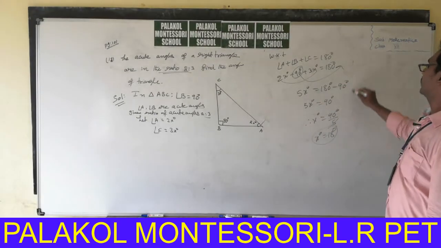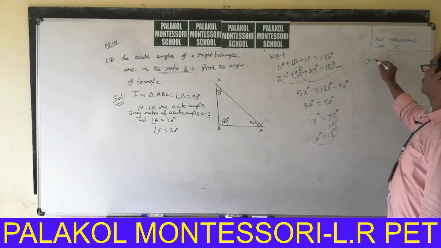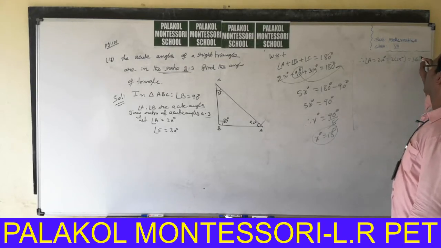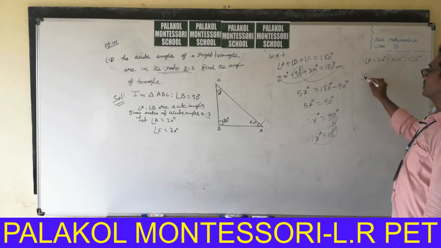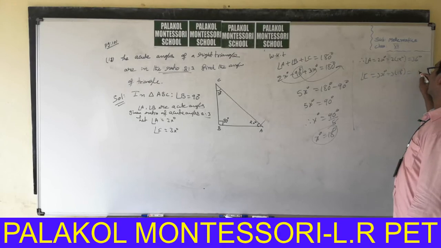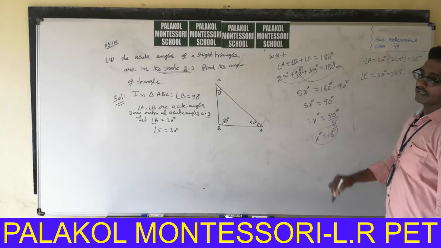So, therefore, angle A is equal to 2x, 2 into 18 degrees, 36 degrees. Angle C is equal to 3x, 3 into 18 degrees, so 54 degrees. The sum is over.